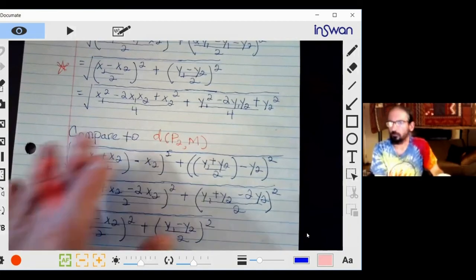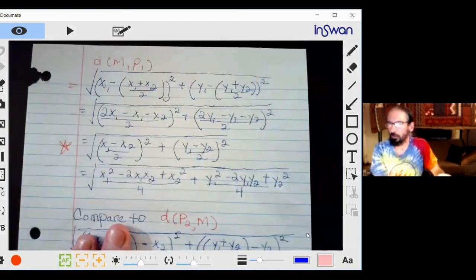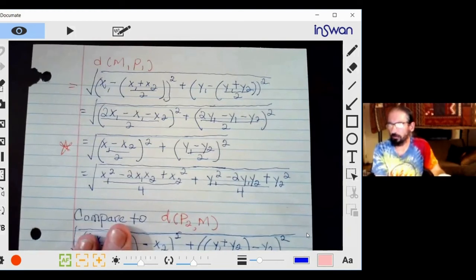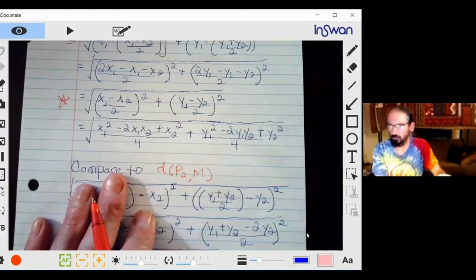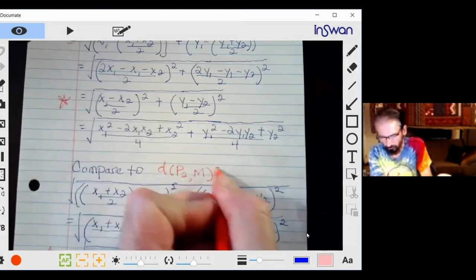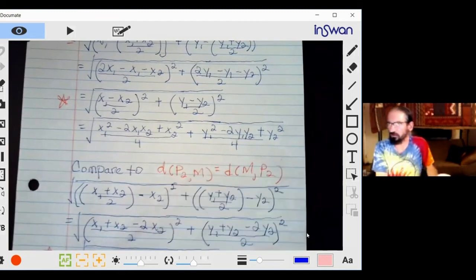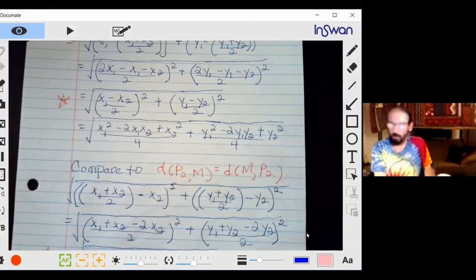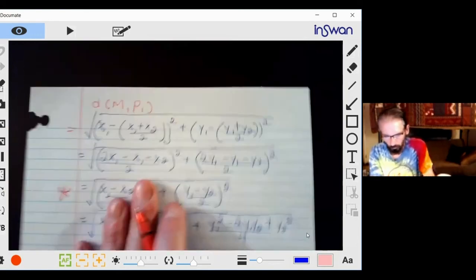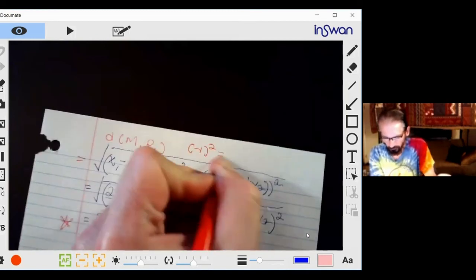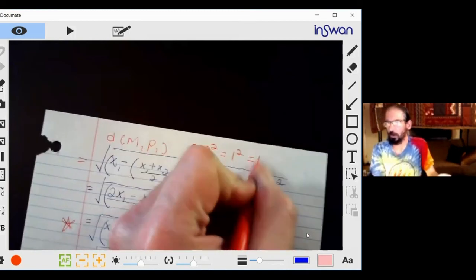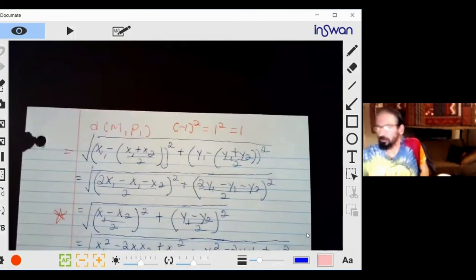So our distance from the midpoint to point 1 is the same as the distance from point 2 to the midpoint. And that would be the same as midpoint to point 2, if I'd reverse the order of subtraction, after squaring. Remember something like -1 squared is equal to 1 squared. They're both equal to 1. And so regardless of the points you have, this is going to always work.